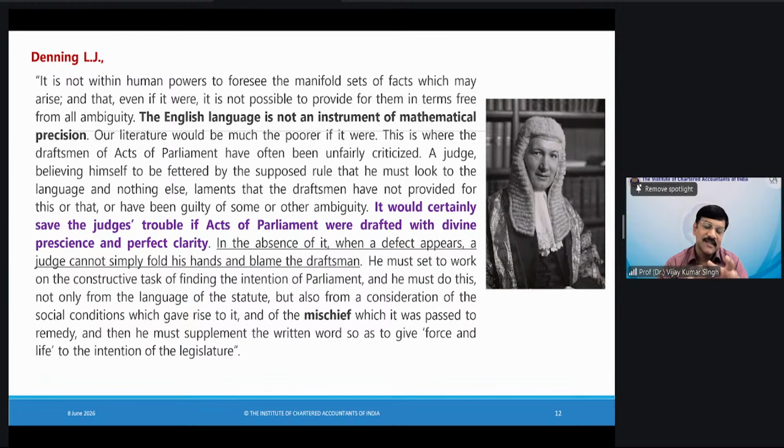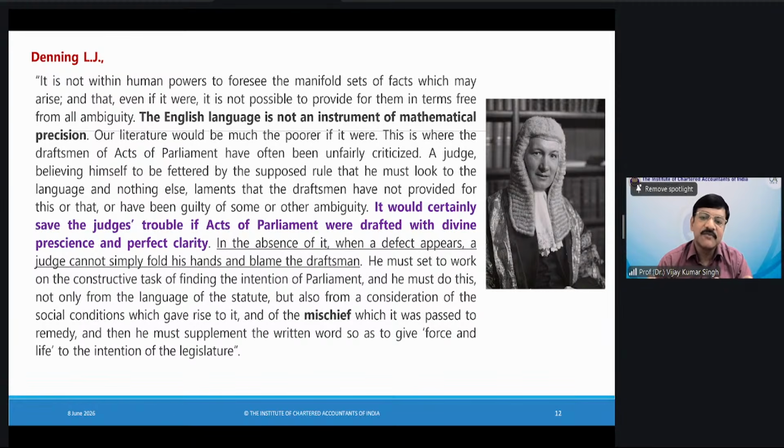That is why Lord Denning says a judge believing himself to be fettered by the supposed rule that he must look to the language and nothing else laments that the draftsmen have not provided for this or that or have been guilty of some other ambiguity. It would certainly save the judges trouble if Acts of Parliament were drafted with divine prescience and perfect clarity. This is a utopian idea. You cannot have perfect clarity in legislating everything. You cannot even have perfect clarity in drafting contracts. Probably that is why disputes happen. If you had that much perfect clarity, there would be no need for disputes, right?